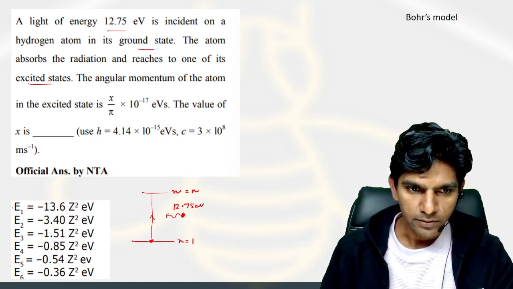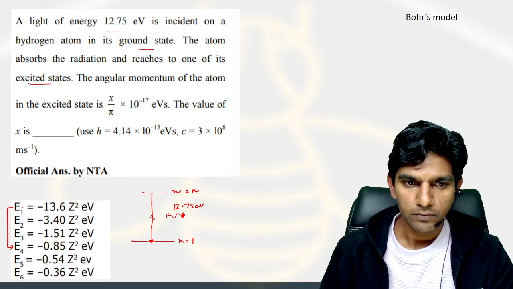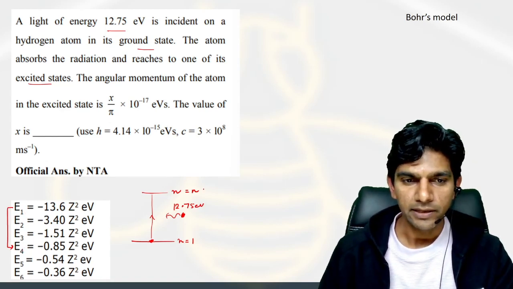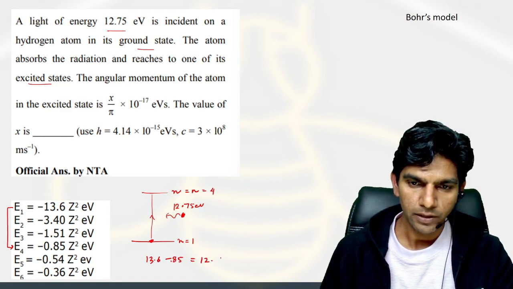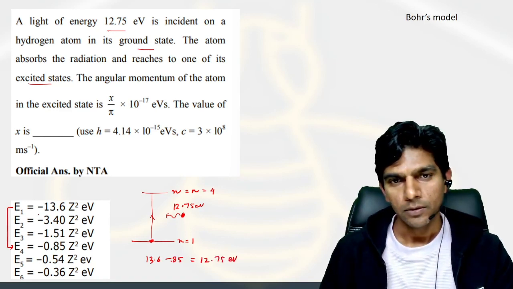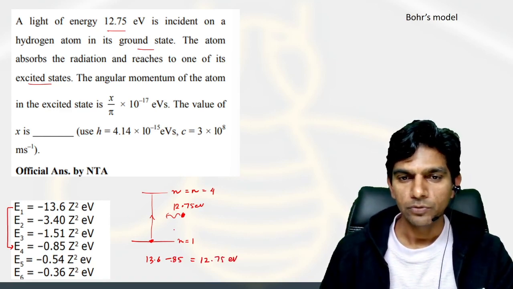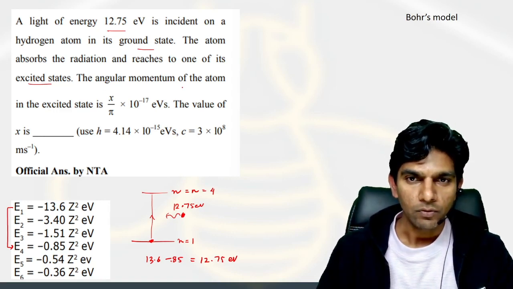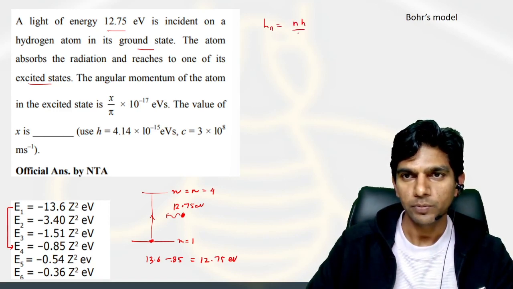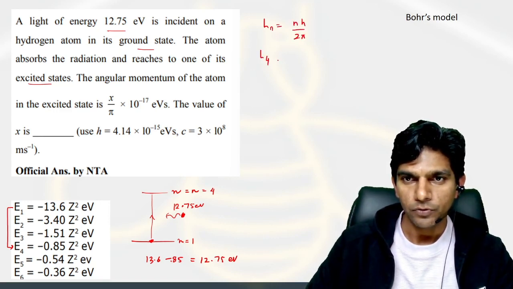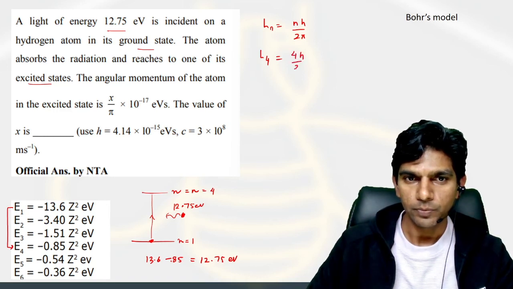It is the difference in these two energy levels, right? 1 and 4. So we can say n is nothing but 4, because 13.6 minus 0.85 is nothing but 12.75 electron volt. So we know the electron will jump to the third excited state, or you can say the energy level will be 4. The angular momentum of the atom in the excited state is, so we know that angular momentum is given as nh upon 2 pi. So for the fourth level, it will be 4h upon 2 pi.